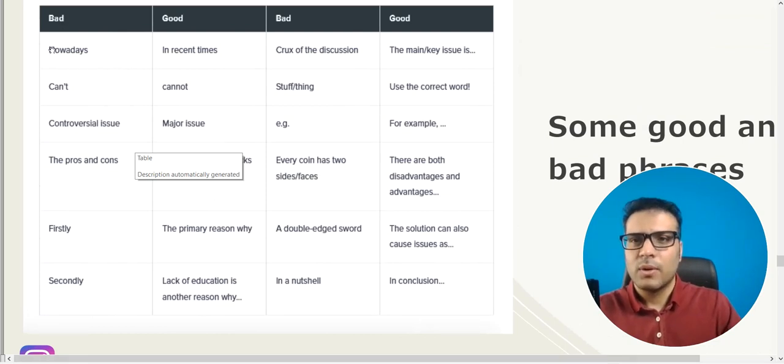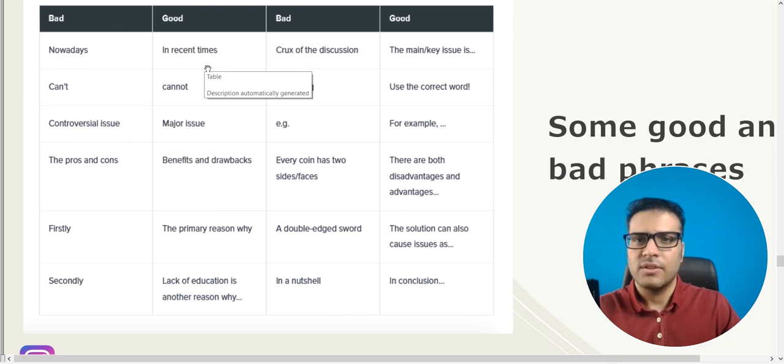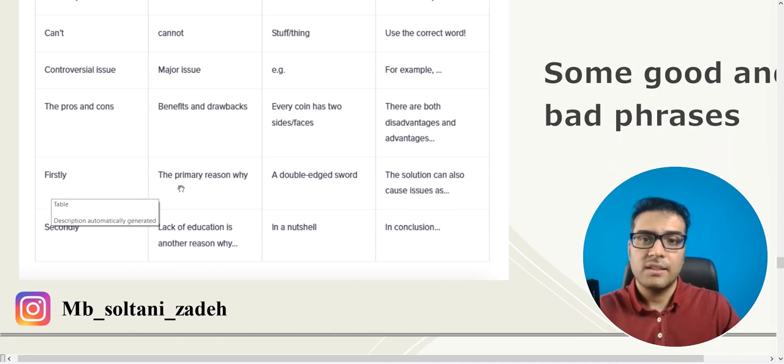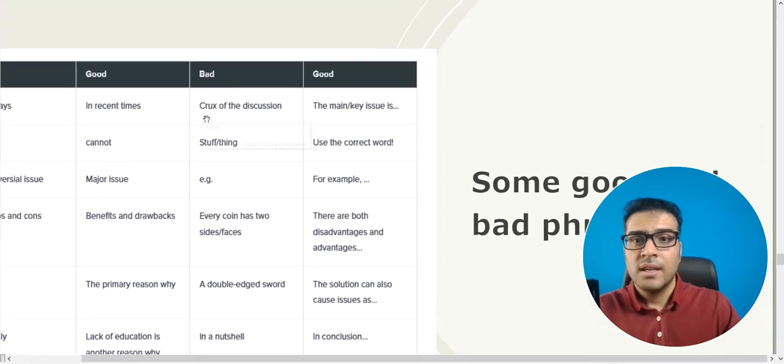So let's talk about some bad and good phrases. Instead of nowadays, we can use in recent times; instead of can't, cannot. Controversial issues: the better version is major issues. The pros and cons: benefits and drawbacks. Firstly: the primary reason why. Secondly: lack of education is another reason why. Crux of discussion: the main key issue is.